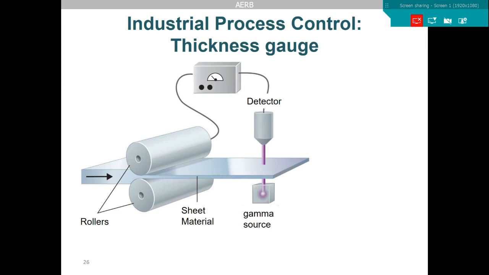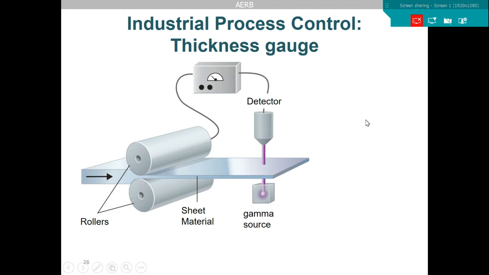So there is a sheet material. You want to make sure that the thickness of this material is uniform. To ensure that, you keep a source here at the bottom and a detector here on top. Radiation passes through this sheet and the detector knows, okay, if this is the appropriate thickness, this will be the radiation that will come out, so this reading will tell you.